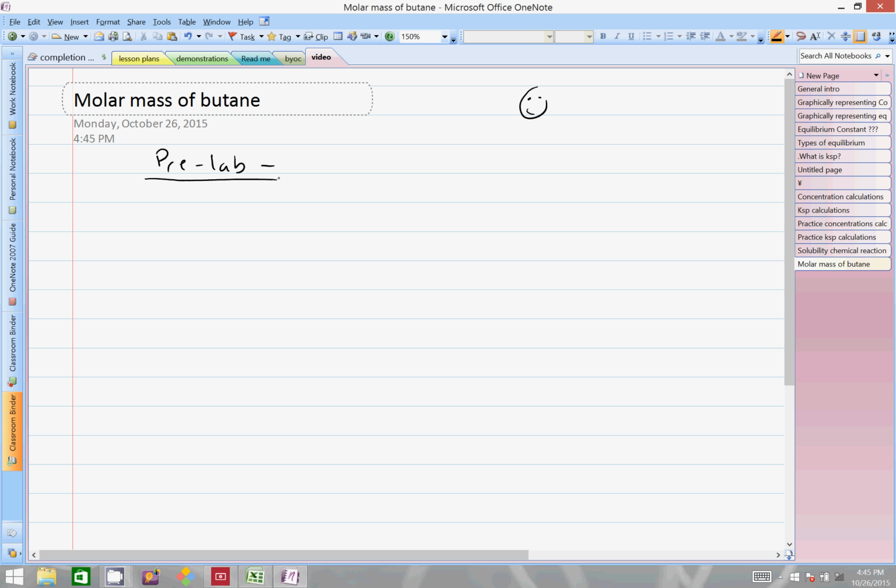First of all, we're doing a gas collection over water. Our objective of this lab is to determine the molar mass of butane via gas collection.